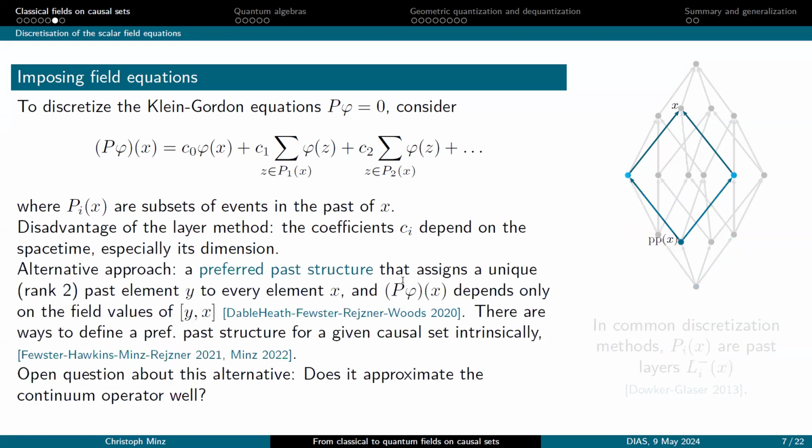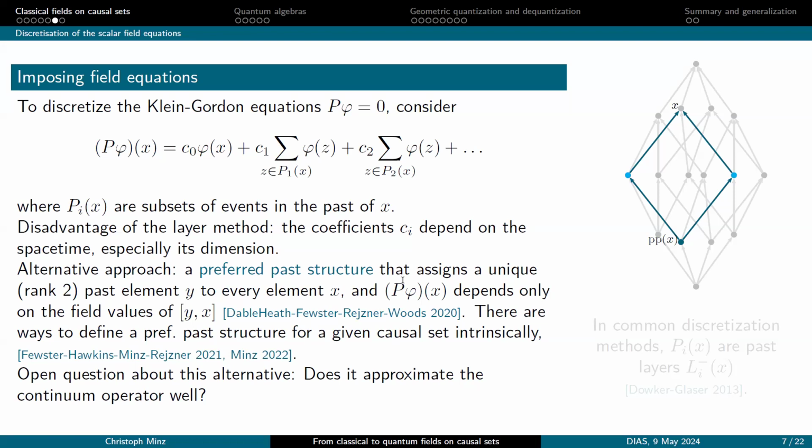And there was this paper which I mentioned earlier, which actually suggested using a different structure, a so-called preferred path structure. And they started with some lattices on a two-dimensional Minkowski space, and derived also the D'Alembert operator, the essential part for the Klein-Gordon field equations, and used this to discretize the fields. And in my thesis, I then generalized this to lattices in higher dimensions.